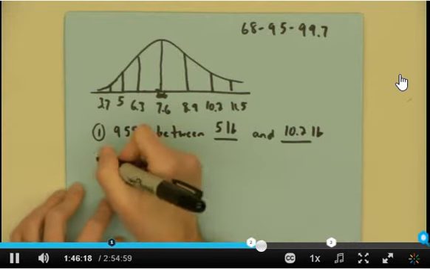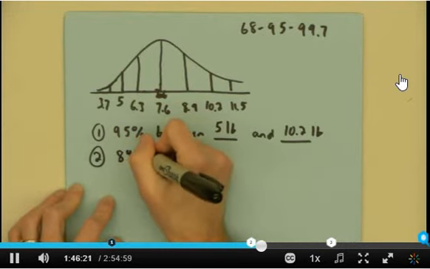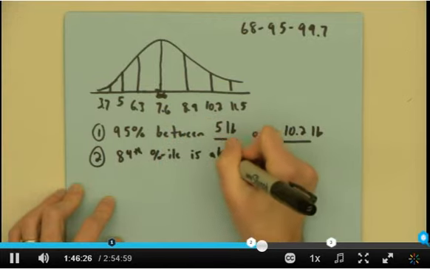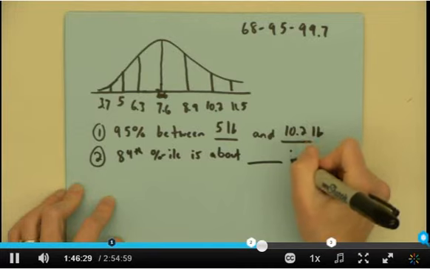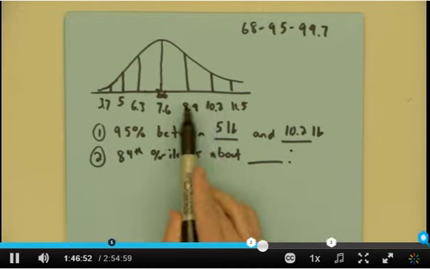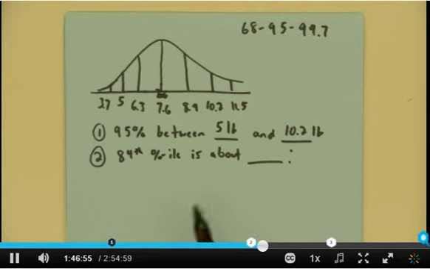Where is the 84th percentile? Somewhere between the 68th and the 95th. Okay. So I see what you're thinking there. And you're right, 84 is between 68 and 95, so it's definitely going to be somewhere in this range, right? Here's the best way to think about it.